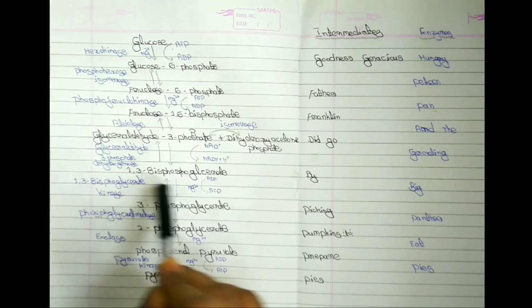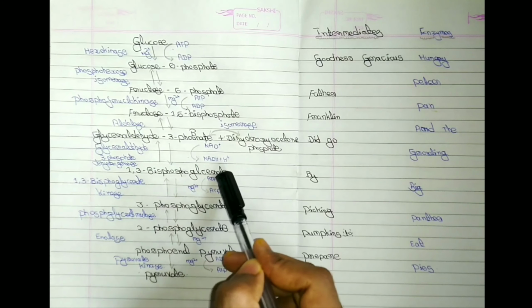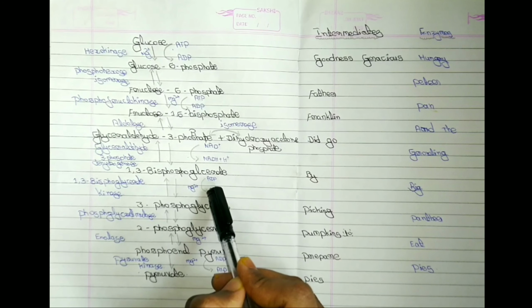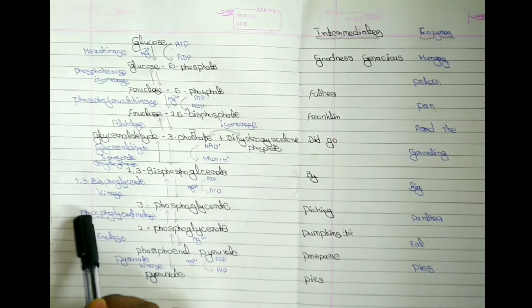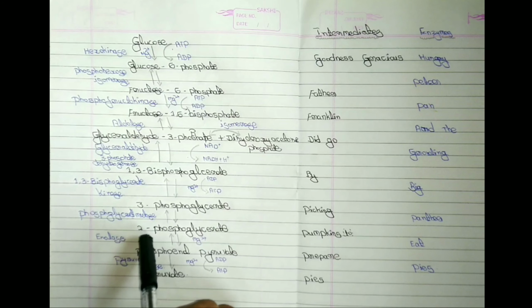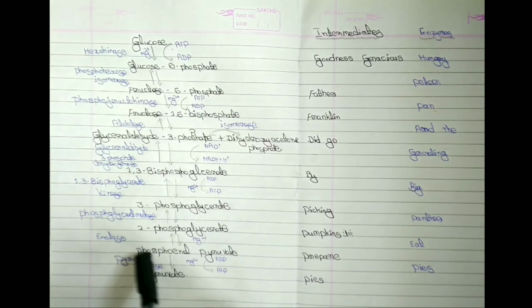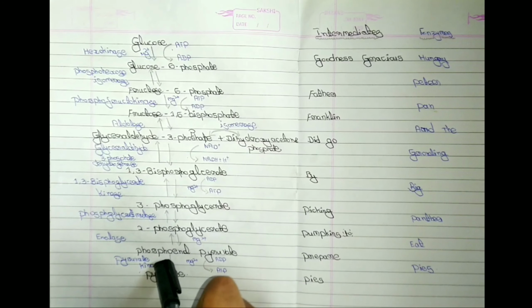Kinase means it takes one phosphate out. So ADP will convert into ATP. And 3-phosphoglycerate into 2-phosphoglycerate in the presence of phosphoglyceromutase, phosphoglycerate mutase. 2-phosphoglycerate into phosphoenol pyruvate in the presence of enolase. Phosphoenol pyruvate into pyruvate in the presence of pyruvate kinase.